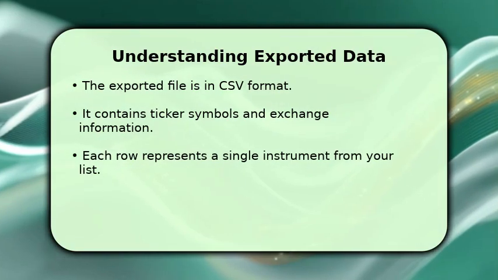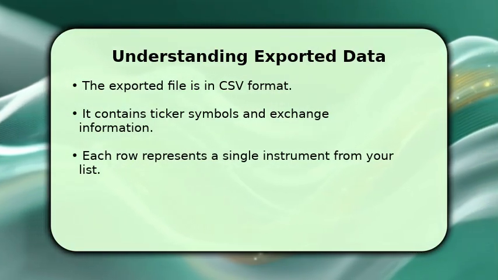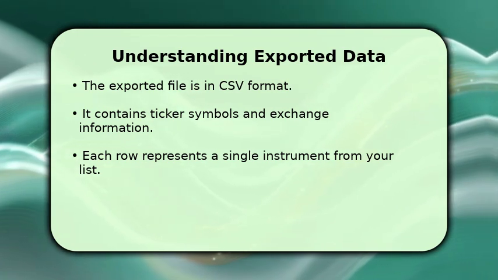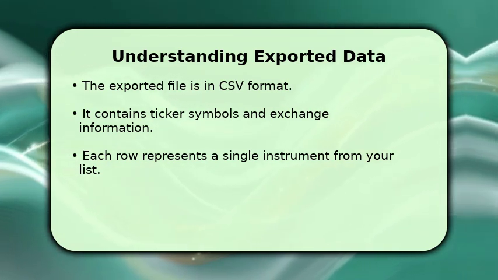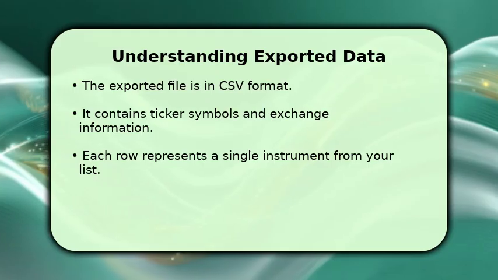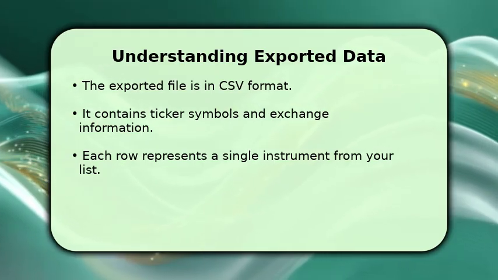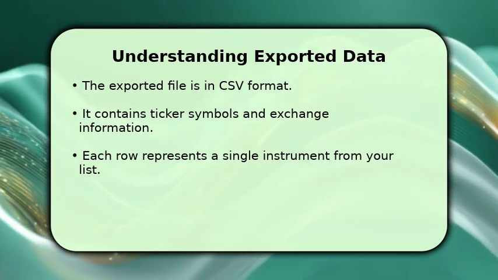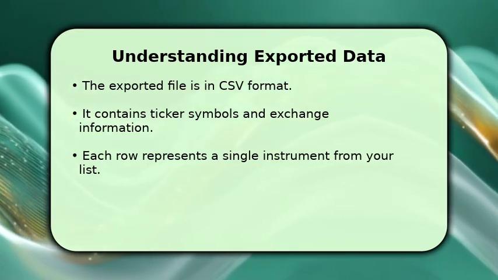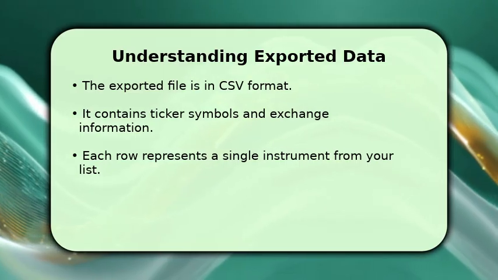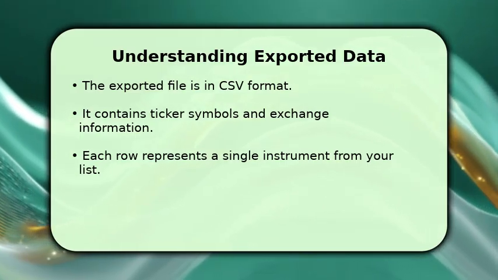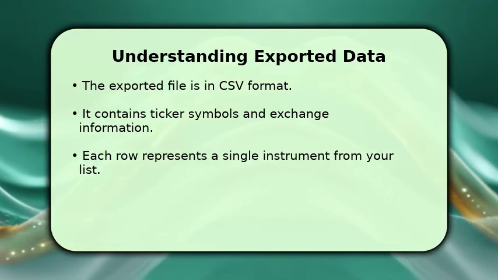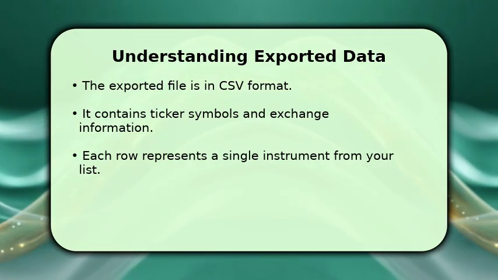The file you download is a comma-separated values, or CSV, file. This standard format is easily opened by spreadsheet programs like Microsoft Excel or Google Sheets. Inside, you will find a clear list of your watchlist items. Each line typically includes the ticker symbol and its corresponding exchange, providing all essential information in a structured, readable manner. This makes it very convenient for further analysis or sharing.